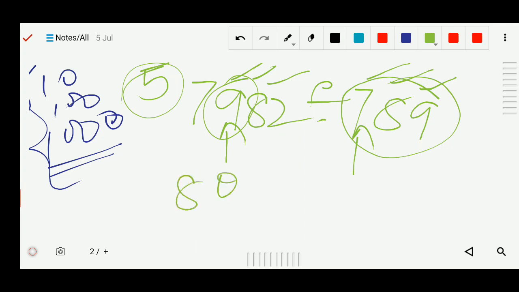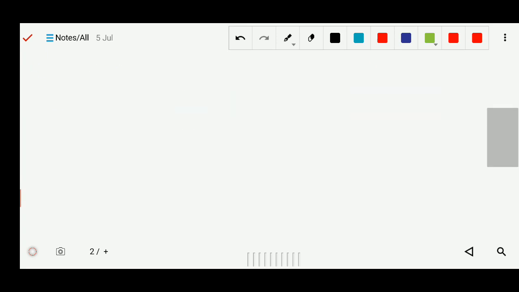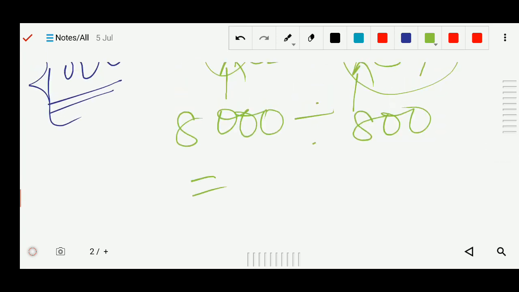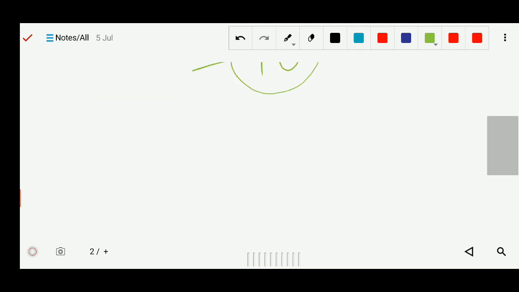So you will round up once. You will get 8000 divided by 800. So once you divide, you will get the answer. The answer you will get is 10. When you divide, you will get 10. So now how you will check?